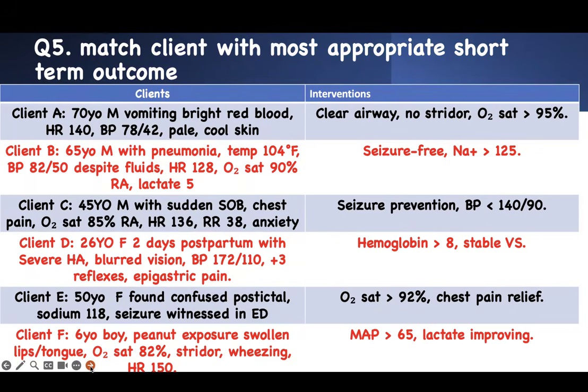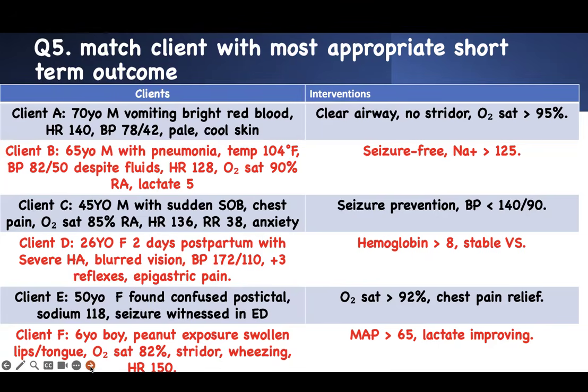What do you think is the short term? Who needs to clear the airway? No stridor, and we want to improve oxygen saturation greater than 95. Who do we have a seizure free and his sodium? We want to make sure his sodium is 125. Who do we have to prevent seizures and make sure the blood pressure is low? Whose hemoglobin we need to improve and make sure the vitals are stable? Who do we need to ensure saturation is 92% and there's no chest pain? Whose MAP needs to be greater than 65? That means blood pressure is normal and lactate is improving.